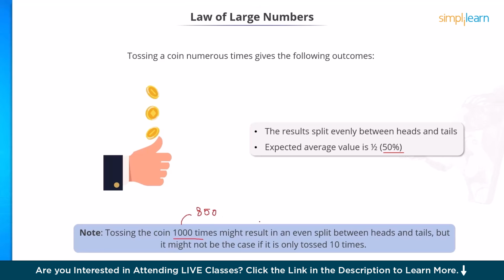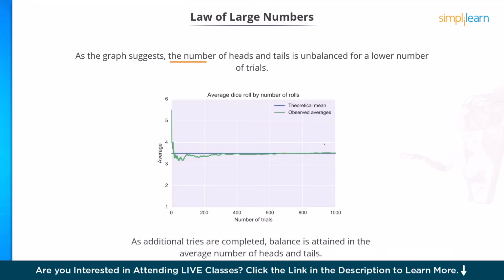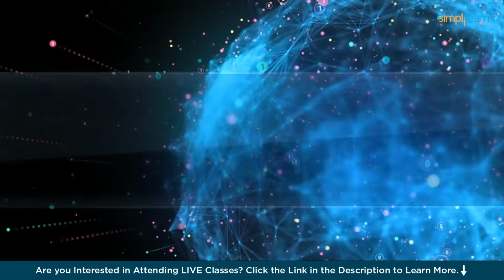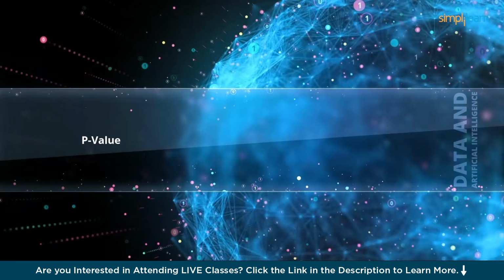So that's why the possibility of one event occurring is going to change in large sample sets as compared to small sample sets, as in, let's say, 10 times. So the number of heads and tails is unbalanced for a lower number of trials, so we can see it is unbalanced. But again, as soon as we toss more coins, it leans more towards the balanced value, or we can see the observed averages. Next we have p-value.